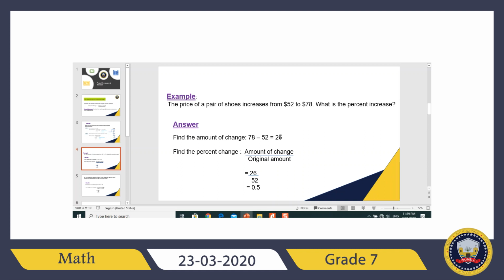So for this 26, I have to do another step. I have to divide this amount of change over the original price, which is 52. So I will divide 26 by 52. Okay, normally I will divide 26 by 52.